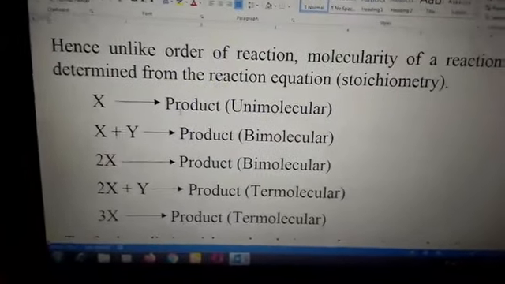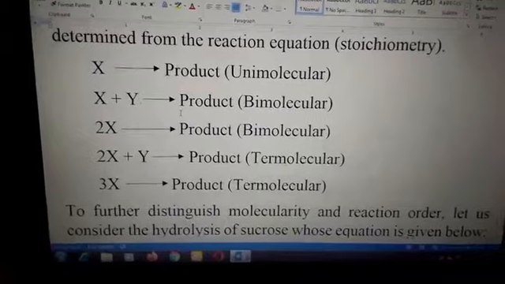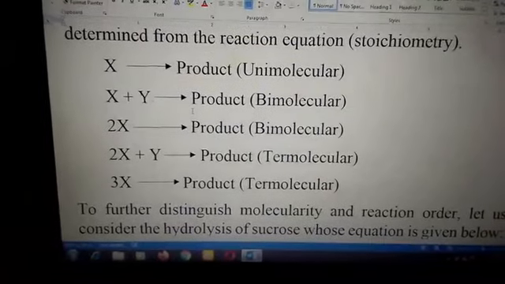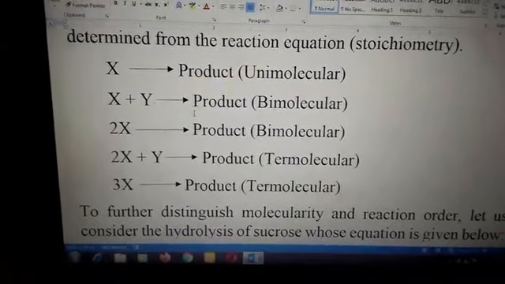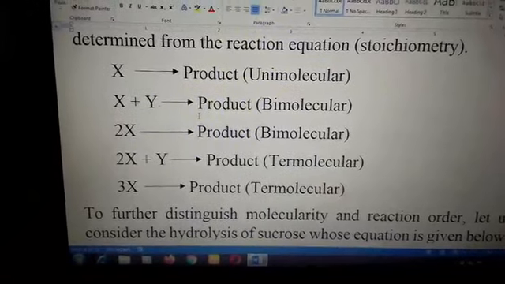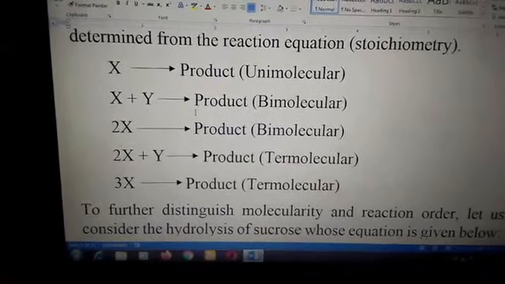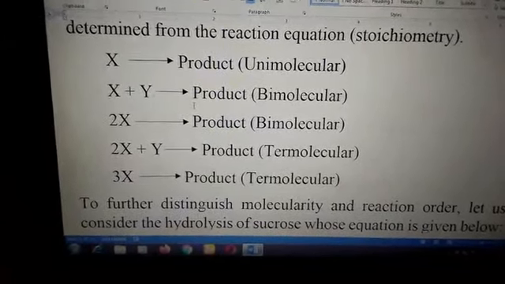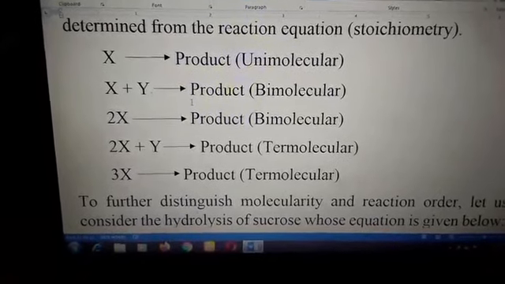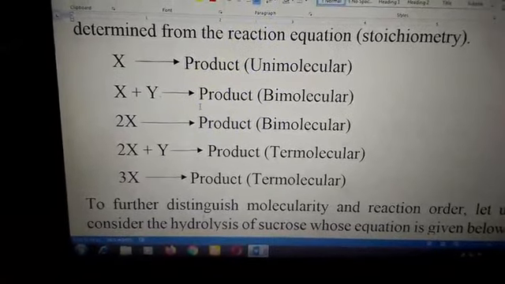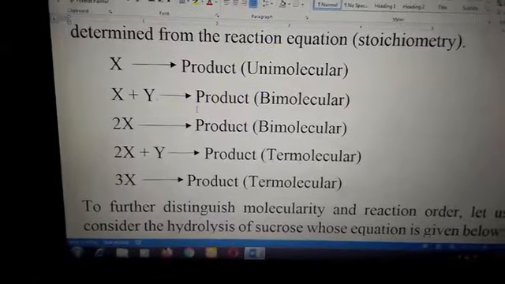In the third example, we have two particles of S or two moles of S giving us product, which is also bimolecular. A bimolecular reaction that involves similar substance. Then we have a termolecular reaction, two moles of S, that is 2S plus one mole of Y, or two particles of S and one particle of Y. 2 plus 1 gives you 3.